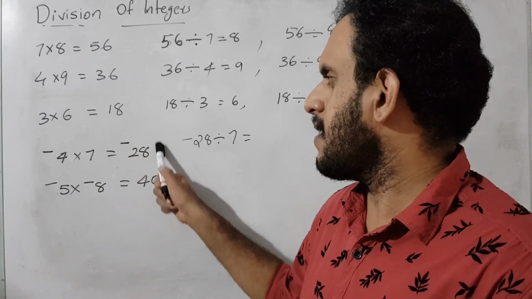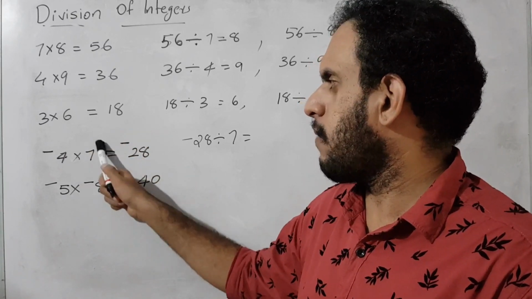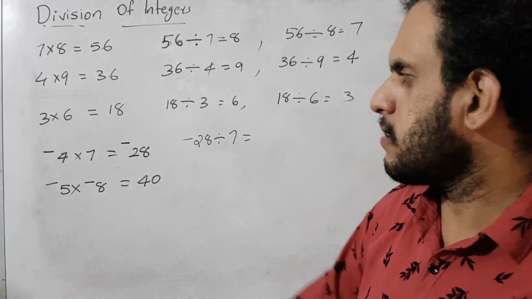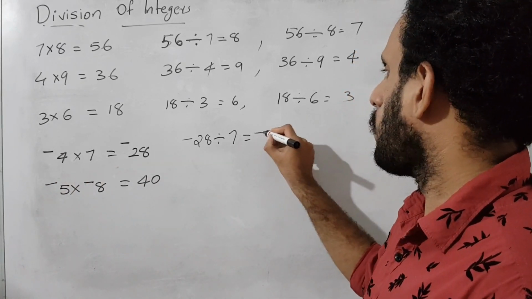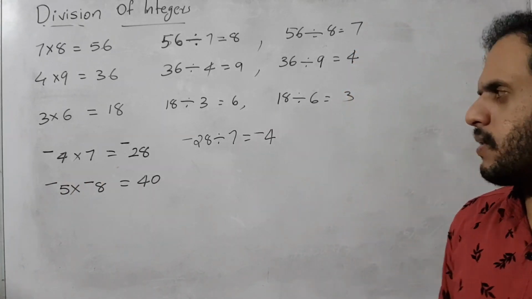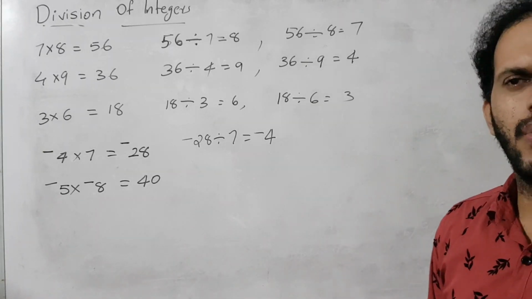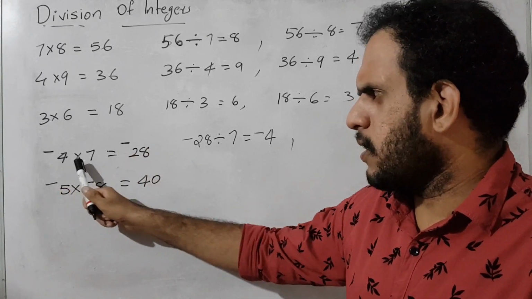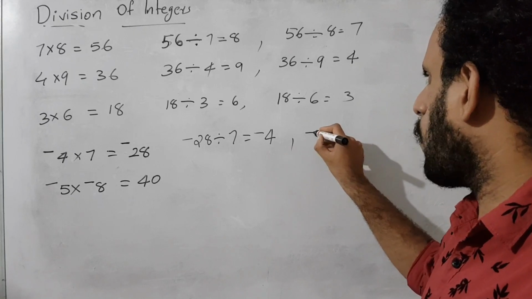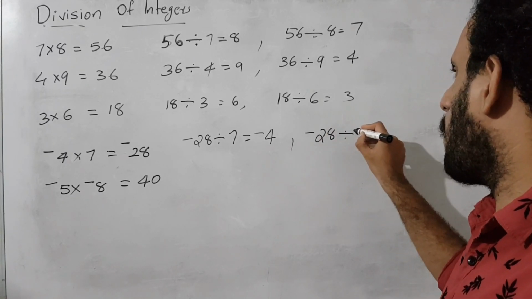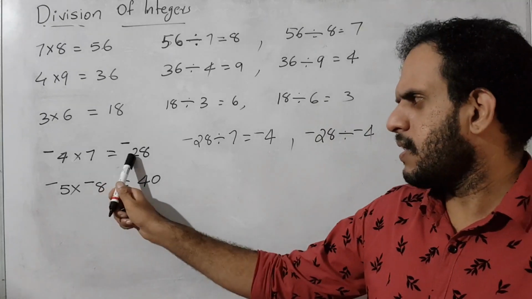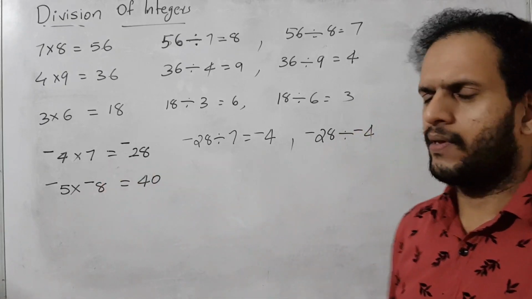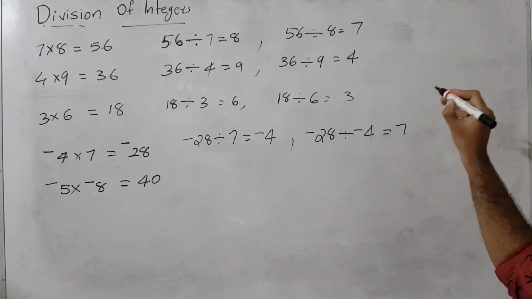As minus 4 into 7 is equal to minus 28, what is minus 28 divided by 7? Minus 28 divided by 7 is equal to minus 4. Correct? Then if minus 4 into 7 is minus 28, what is the answer of minus 28 divided by minus 4? It is equal to 7. Correct?